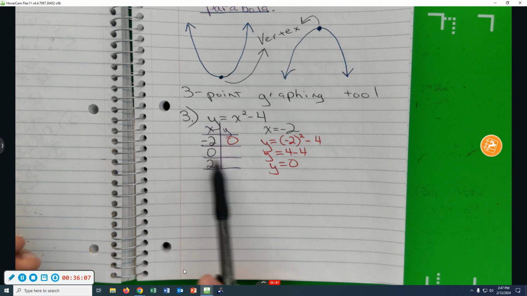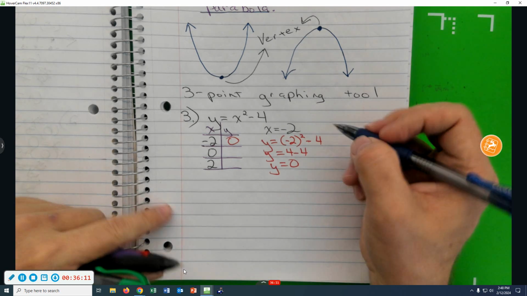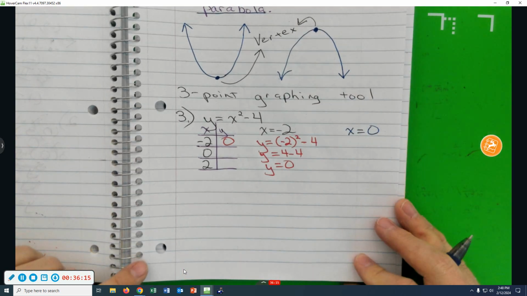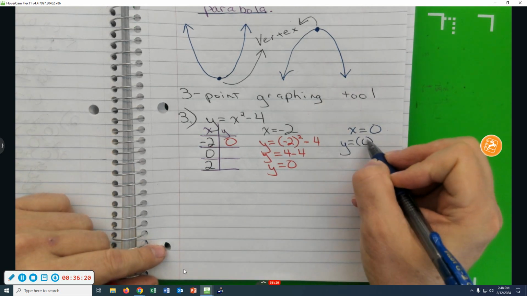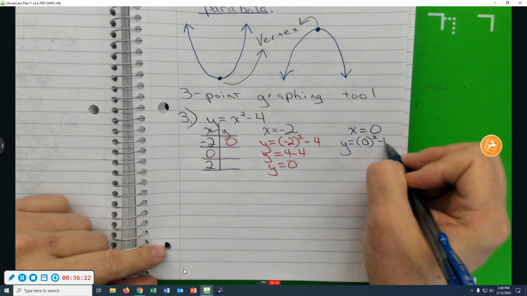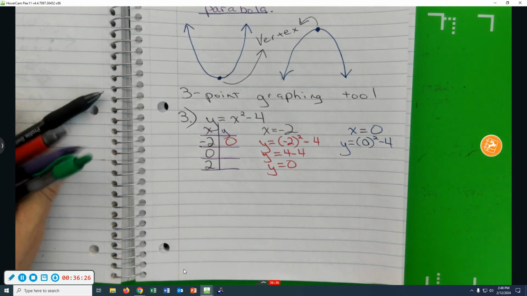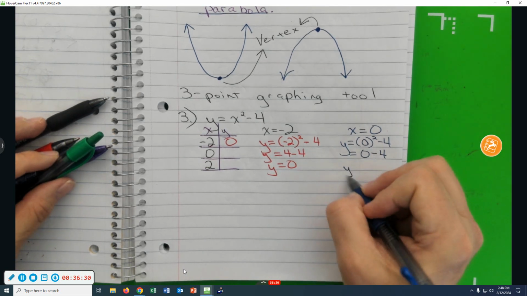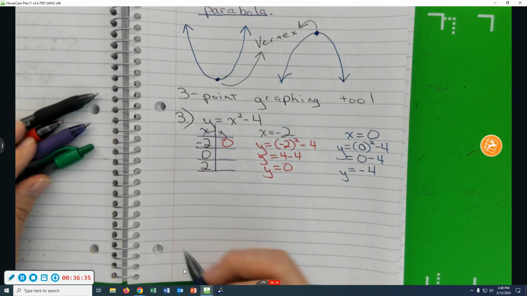What does the second row say here? Okay, so we're going to let x be 0. So we have y equals 0 squared minus 4. 0 squared is 0. So we have 0 minus 4 is -4. So we got the second ordered pair.